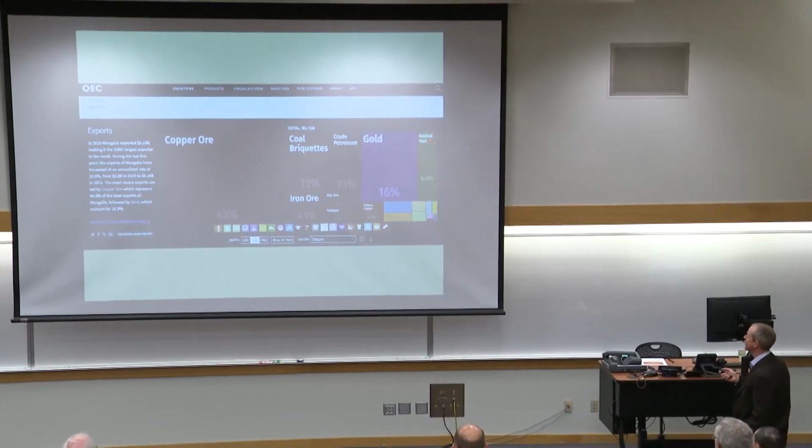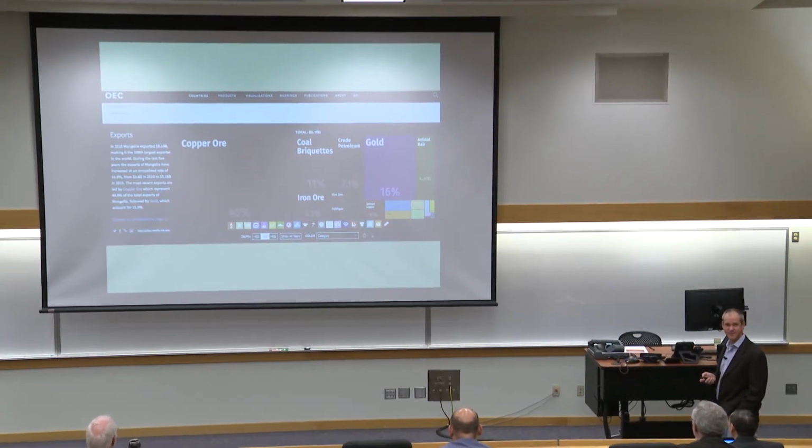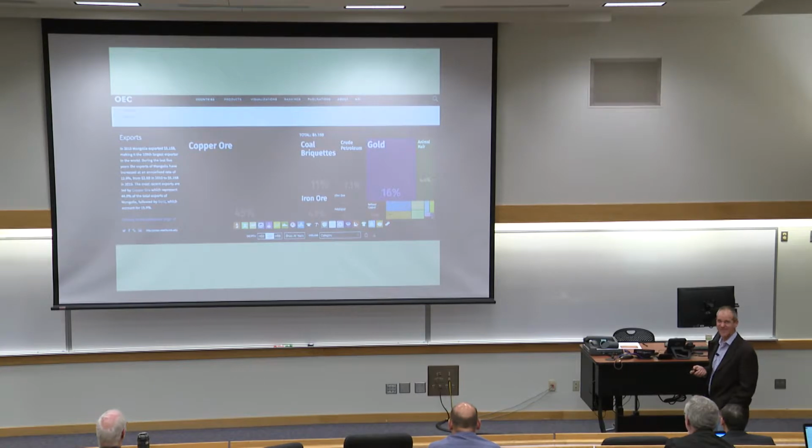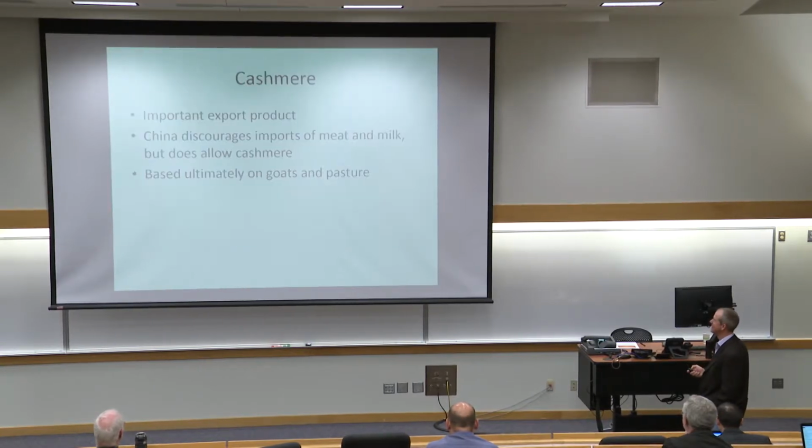What else do we have here? Look at this. A significant percentage coming from animal hair. Let's see where that takes us. Cashmere.